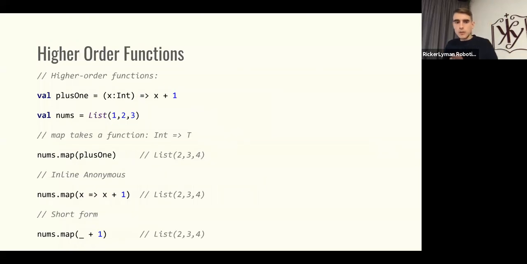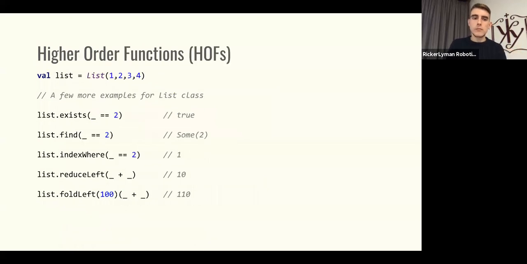And higher order functions, this is whenever you use map or flatMap or any kind of combinator on a list, you use a higher order function. By that, it means just a function which takes another function as a parameter. This is called a higher order function. A map is a higher order function. There are just a few examples on the list.